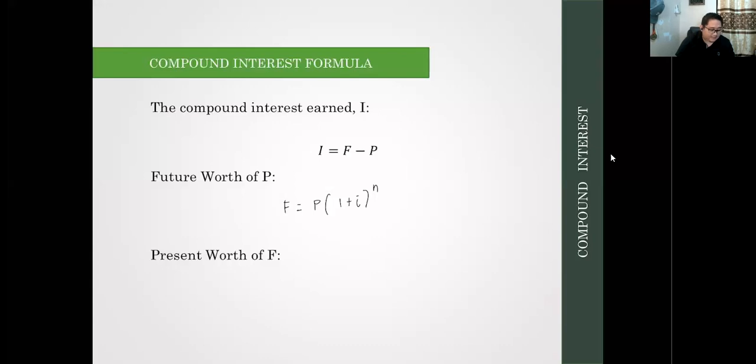And then, there is a term called the single, the term 1 over... okay? So this term, 1 plus i raised to N, has a name. It can be denoted as F of P, i, N, and it's called the single payment compound amount factor. Okay? Baka lang kasi lumabas sa boards.